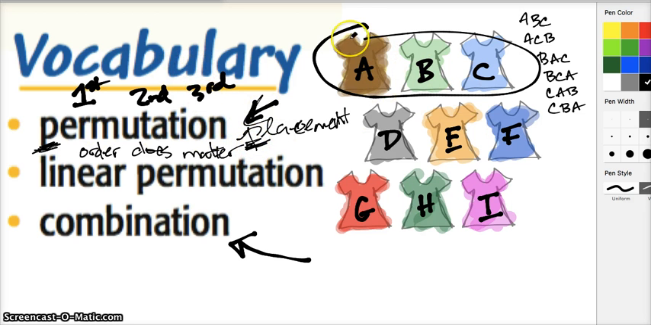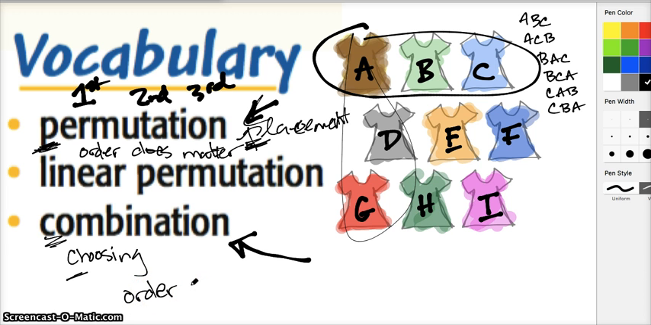So for each 3, whether it's this 3 or another, we can do that. But with combinations, it's just how many different groups of 3 I can find. So it's just choosing that is happening here. You're just choosing 3, no order, and order doesn't matter. Okay.